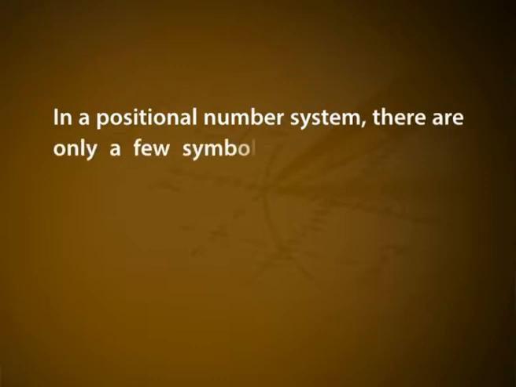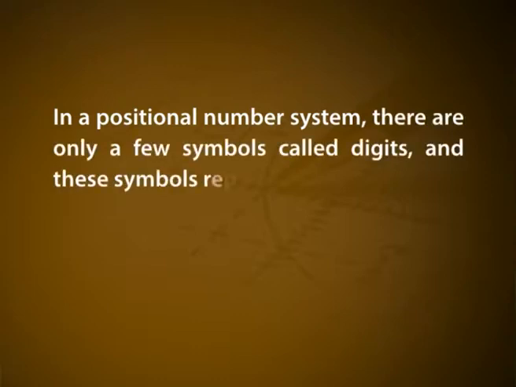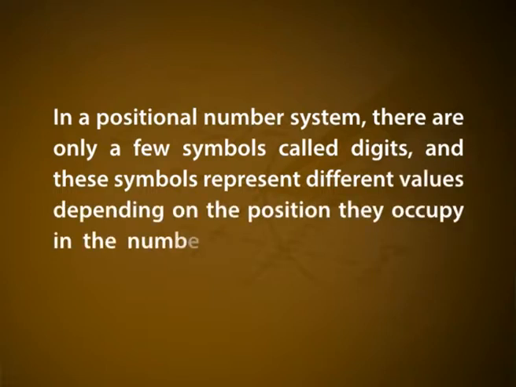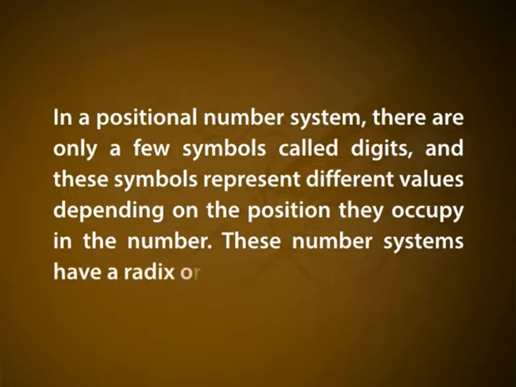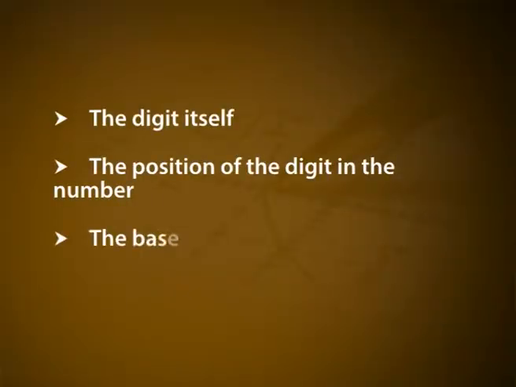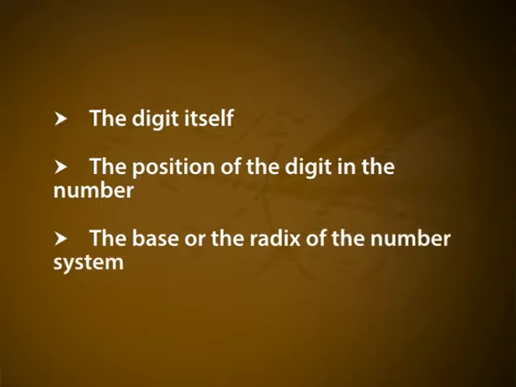In a positional number system, there are only a few symbols called digits, and these symbols represent different values depending on the position they occupy in the number. These number systems have a radix or base. The total number of digits available in the number system is defined as the base or radix of that number system. The value of a digit in a number is determined by three considerations: the digit itself, the position of the digit in the number, and the base or radix of the number system.